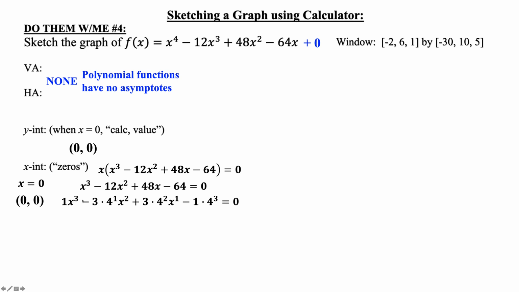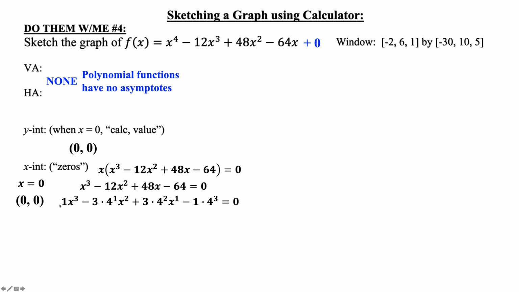this is 1 times x cubed minus 3 times 4, and I'm going to put it to the first so it helps you see the pattern, x squared, plus 3 times 4 squared times x to the first minus 1 times 4 cubed. Let that sink in there for a little bit, and that is the binomial expansion theorem.